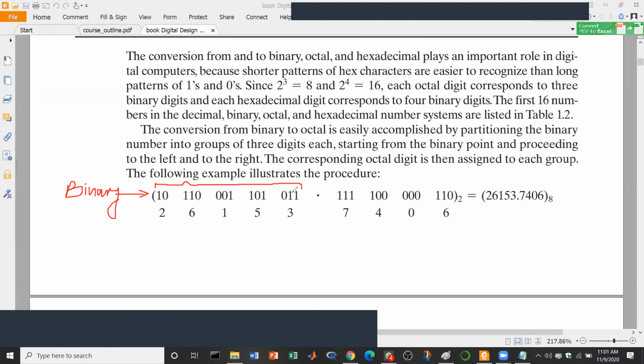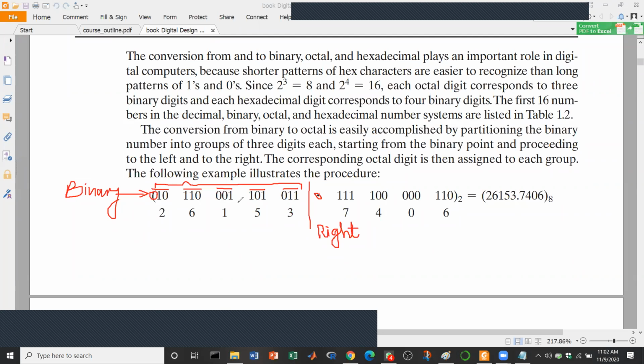So what we do, we make groups of 3 binary bits or binary digits, starting from the decimal point. Usually the number is given up to here. We start from the right side. So we make groups of 3, and if there is a lacking, we write 0 here. So we make it 3.